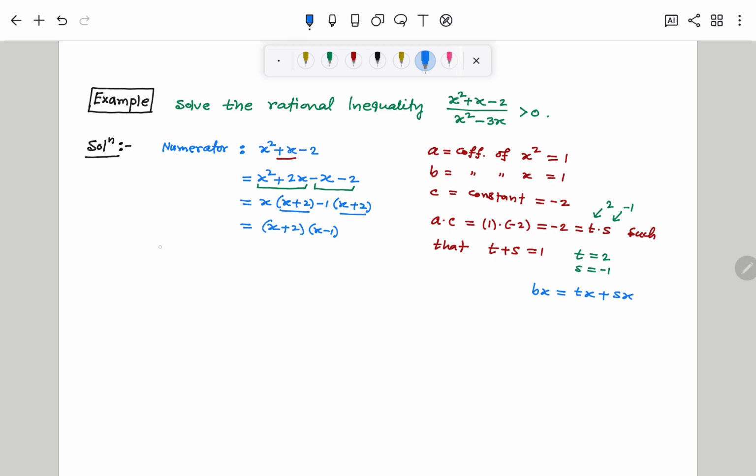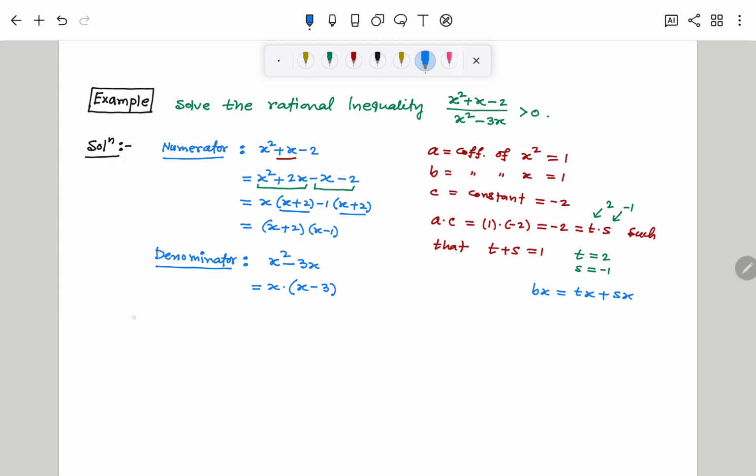Now we go to the denominator. First we have to factor the denominator into linear factors, so that is what we are doing now. The denominator is x² − 3x. Although it is a quadratic, one thing is clear: from every term we can easily factor out x, because in every term x appears as a factor. So if we factor it out, it will be x(x − 3). That is the linear factorization of the denominator.